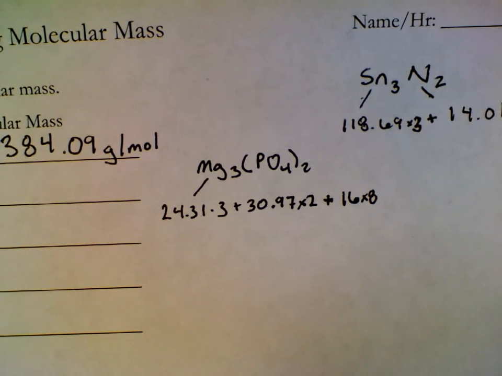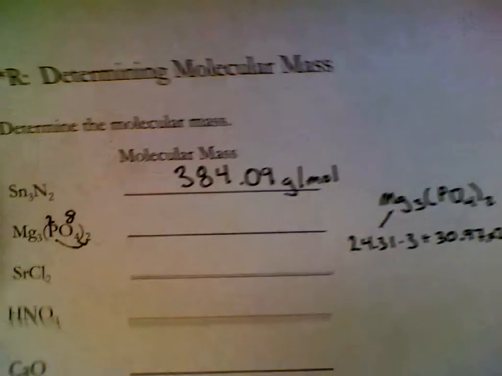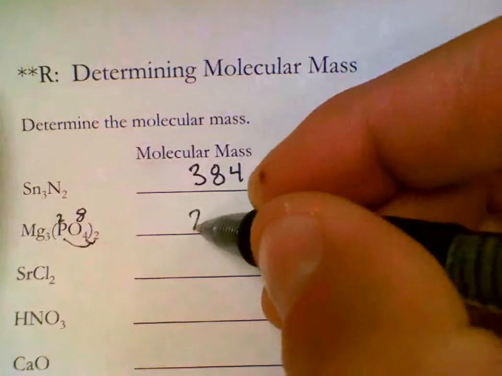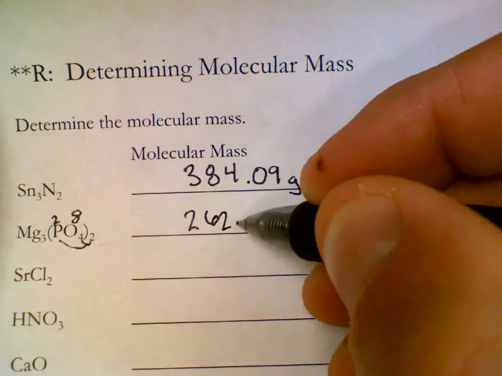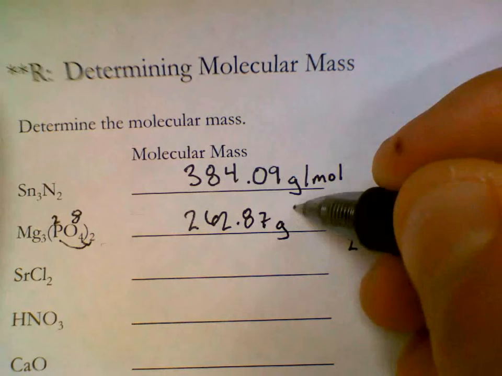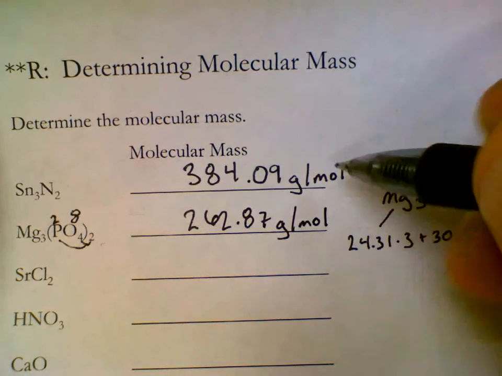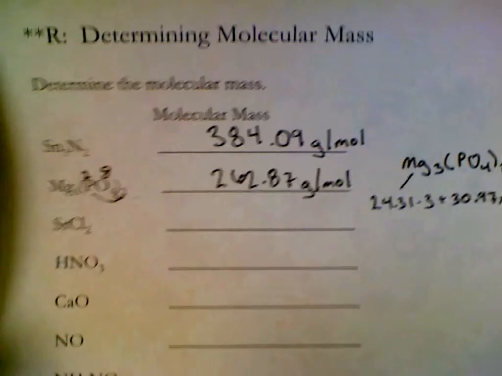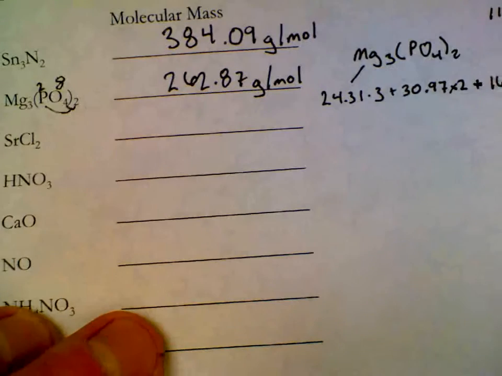24.31 times 3 plus 30.97 times 2 plus 16 times 8 equals a total of 262.87. And again, the unit, which is important, is grams per mole. We're not going to round these numbers at all. We're going to use them straight up, whatever they happen to be.